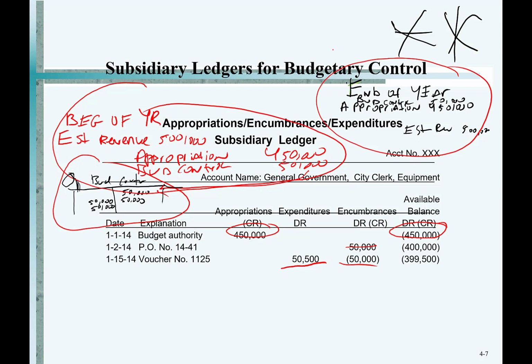I credit the estimated revenue. That closes that. I debit the appropriation. That closes the appropriation, doesn't it? And I debit budgetary control. And when I debit budgetary control, is it closed? Yes. So I could ask you a question on your exam. At the end of the year, what is the balance in the budgetary control account? You don't have to read any further. The answer to that is zero. Good. It is zero. Okay?